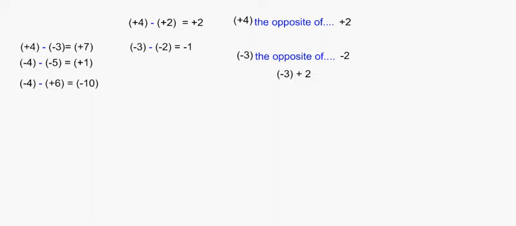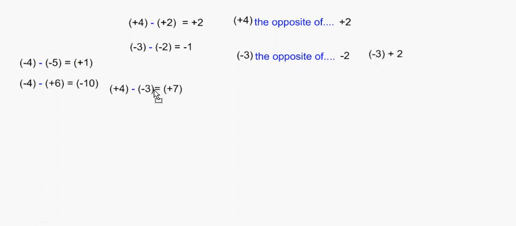this instead. So instead of saying negative 3 take away negative 2, we're going to go negative 3. What's the opposite of subtract 2? The opposite of subtract 2 is add 2. And negative 3 plus 2 gives me negative 1. And so we get the same answer either way.